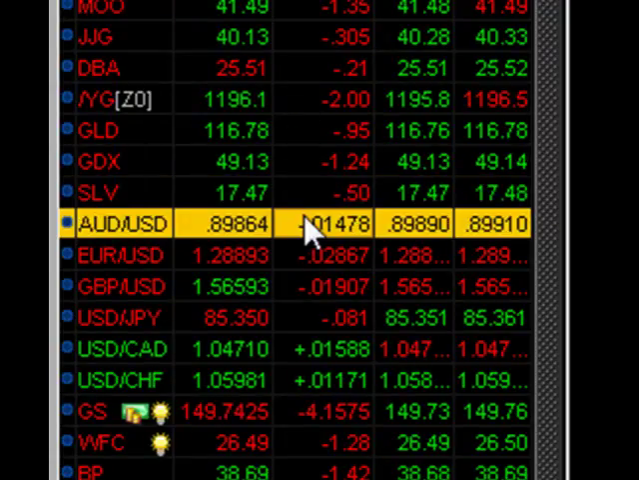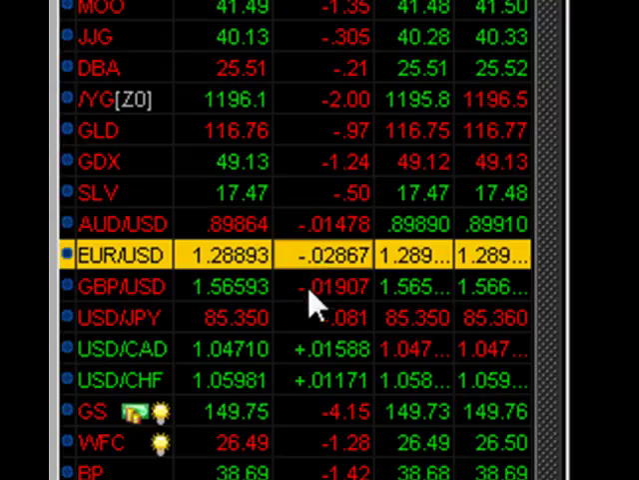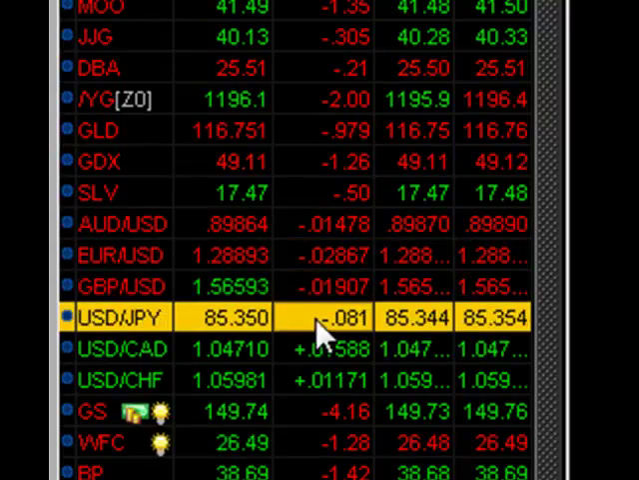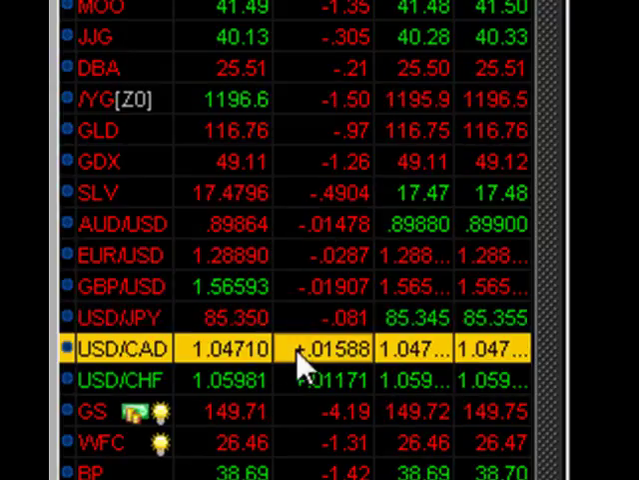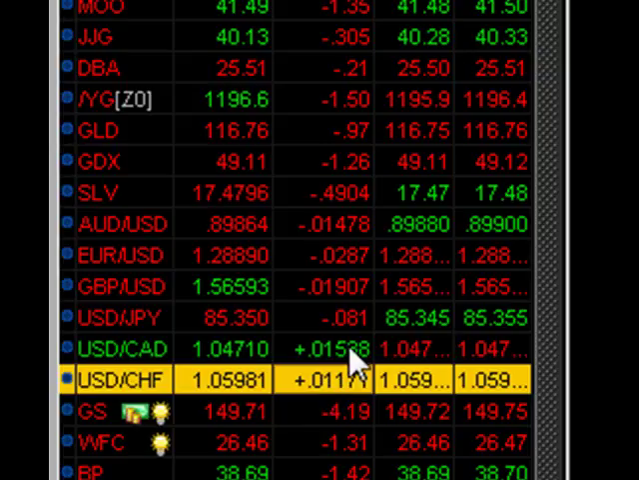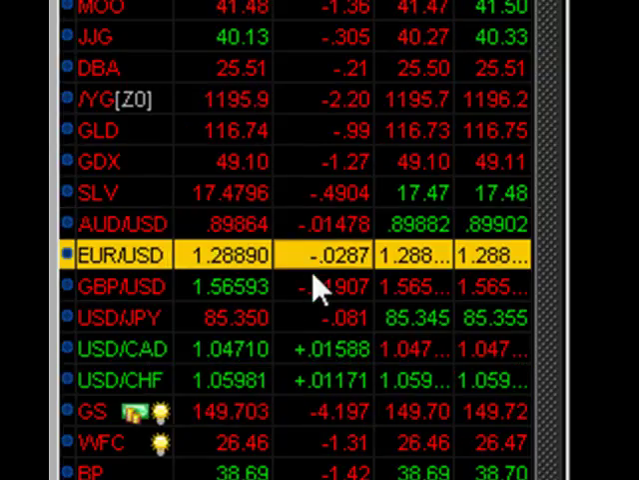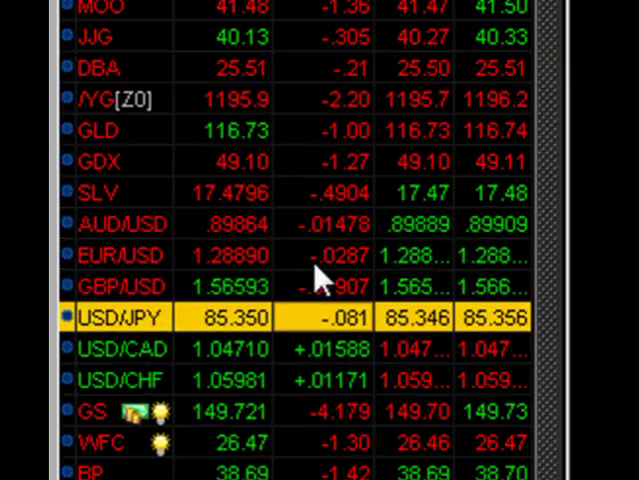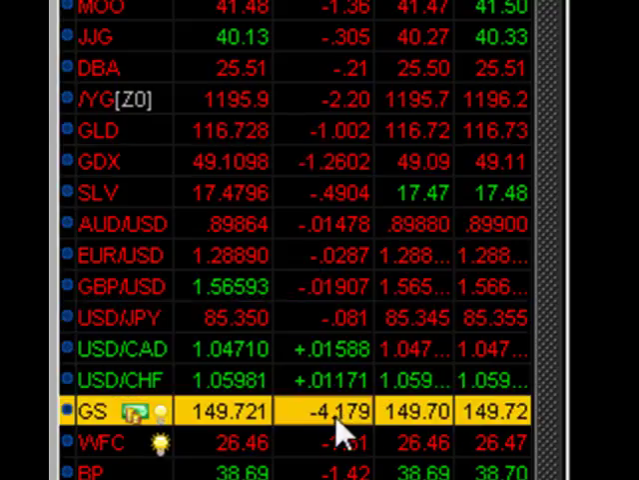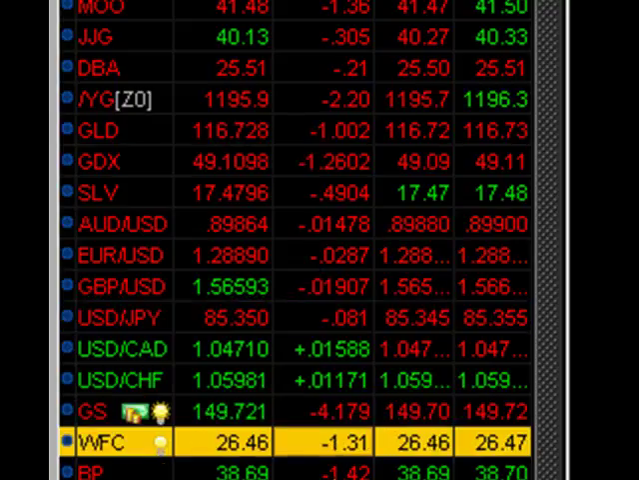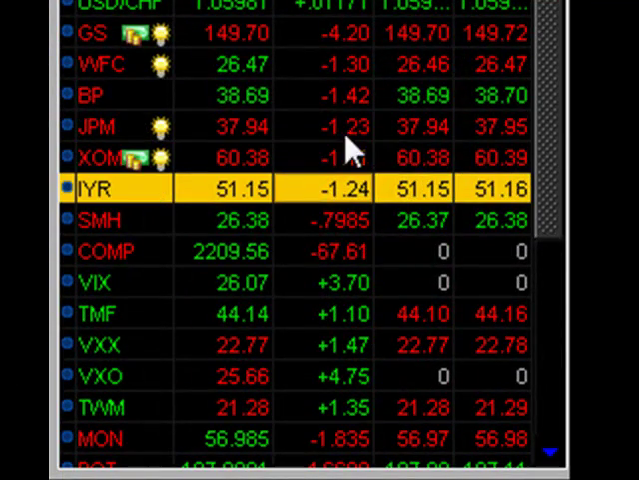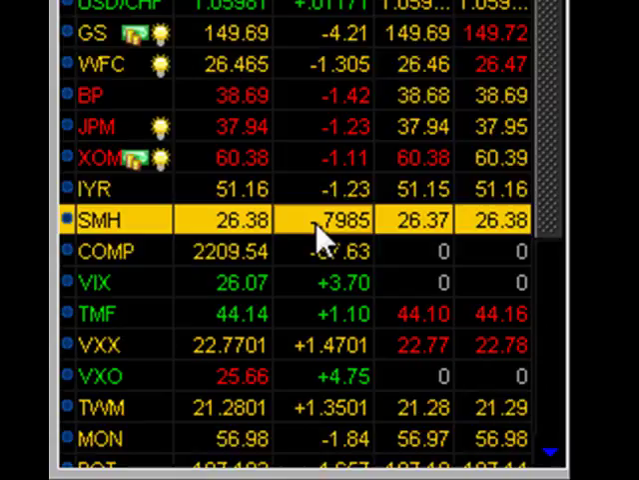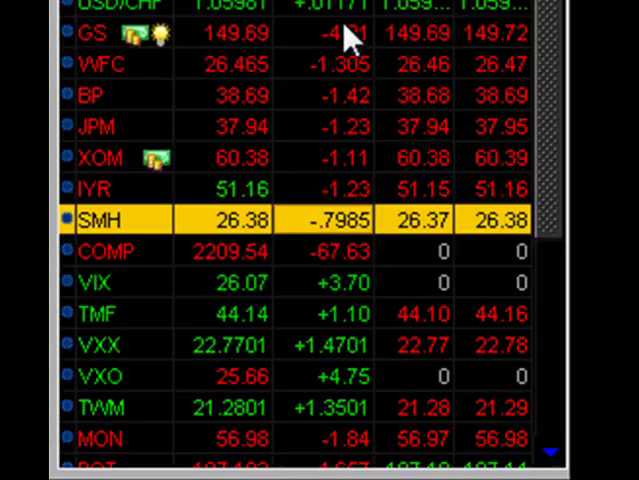Everything. Australian dollar, Euro, British pound, yen, red. Everything's red. The only thing that's not red is the inverse ones, which is, of course, the Canadian dollar and Swiss franc. You would expect those to be up against these because they're negatively correlated, or they're supposed to be. And then here's your Goldman Sachs, here's your Wells Fargo, here's your BP, here's your JP Morgan, here's your Exxon Mobil, here's your real estate ETF, here's your semiconductors, all red.